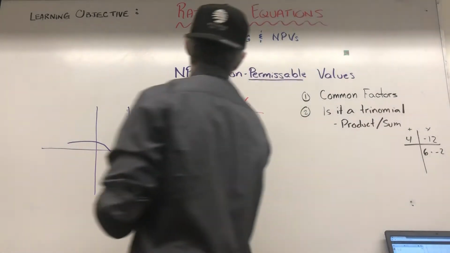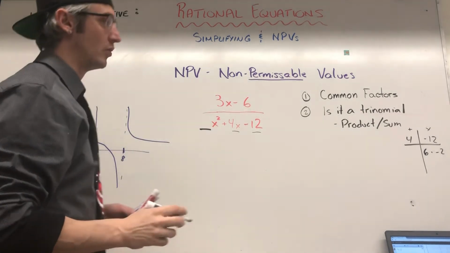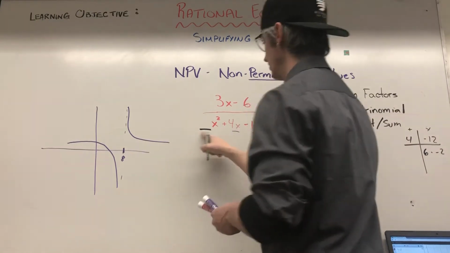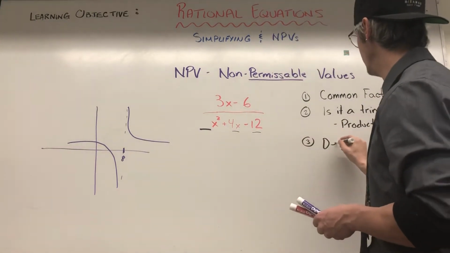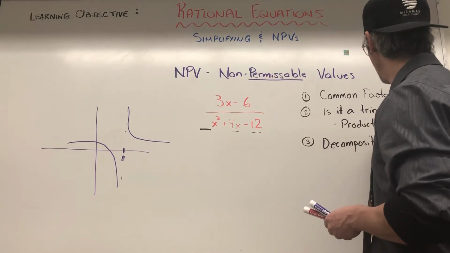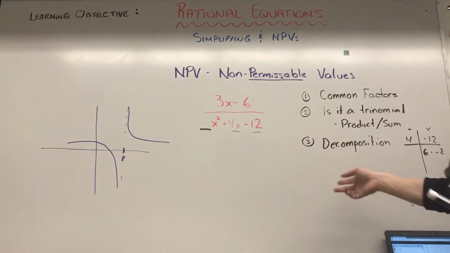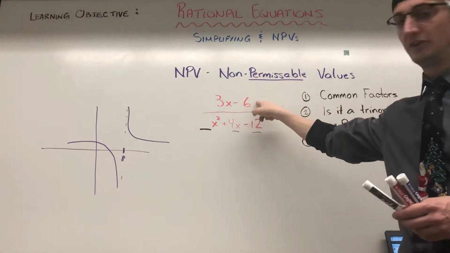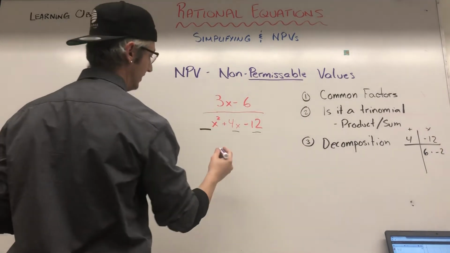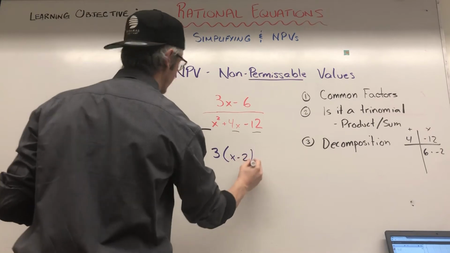But the next question is, is it a trinomial where I can do product sum? And to do product sum, I cannot have a number in front of my squared term. If I do have a number in front of my squared term, then I have to do decomposition. Decomposition is just another way of factoring. In this case, I will look at the top first, and I'll go through my steps. So are there any common factors here? Well, I can see that I can pull out a 3. So I get 3 times x minus 2.